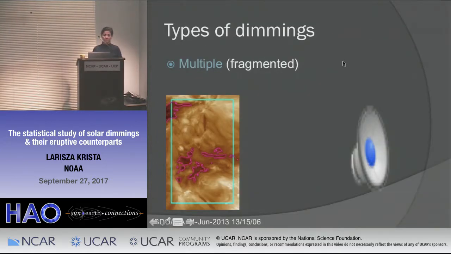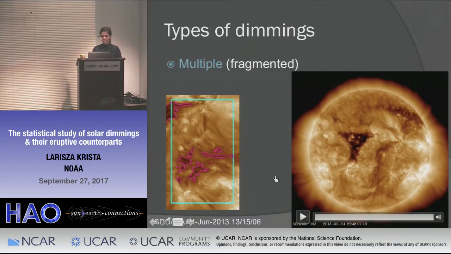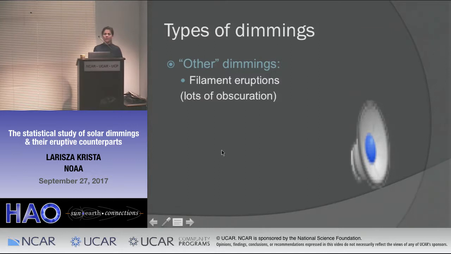And then you have fragmented dimmings, where there is no one big dominant dimming, but lots of little fragments. Here is a movie of that, and you want to look around here. So once you zoom in, this is what you see, lots of little fragments evolving in time. And then, of course, there's a zoo of weird cases, which were not included in this study.